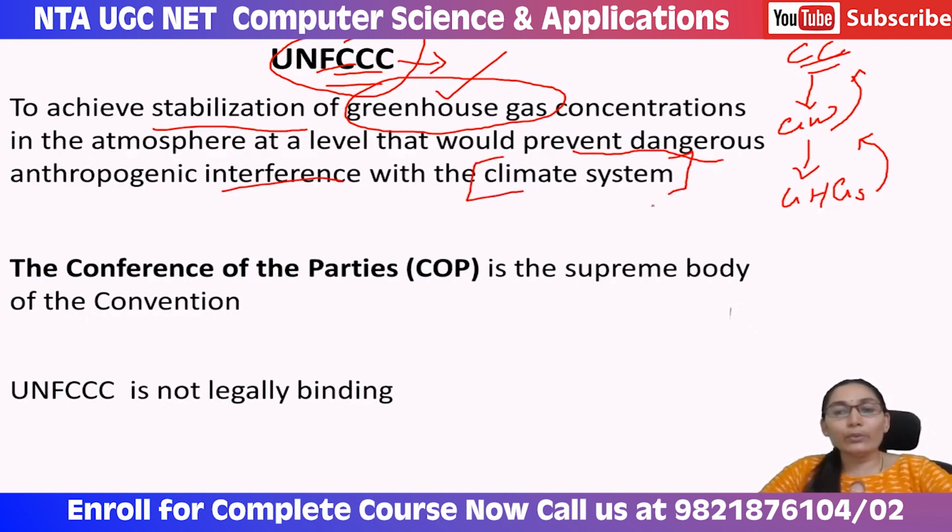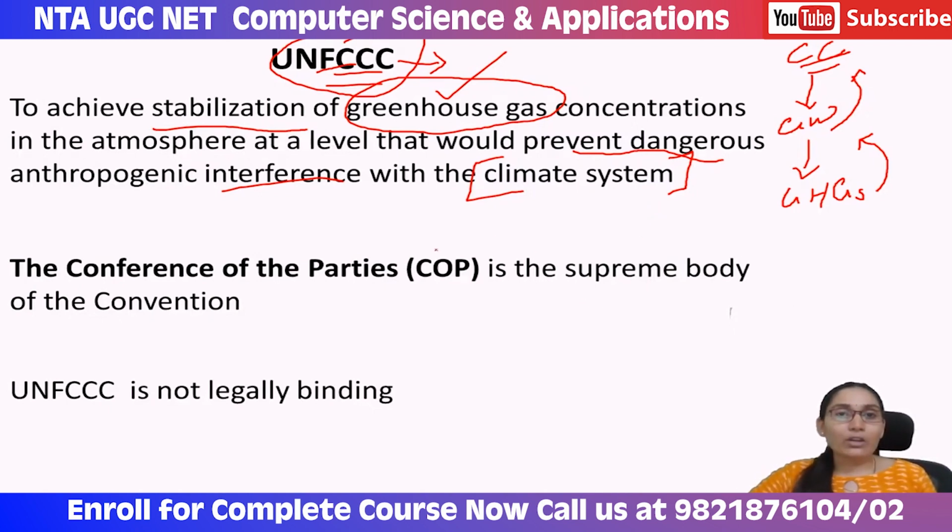So basically the UNFCCC, or the FCCC, the aim is to stabilize the greenhouse gas concentrations. Why? Because if the greenhouse gas concentrations are stabilized, then global warming can be prevented to a certain extent, which will have a positive impact on climate change. Otherwise, the greenhouse gas concentrations increase, which leads to global warming at higher rates, which will lead to climatic changes or climate change.